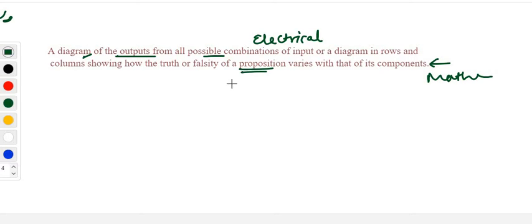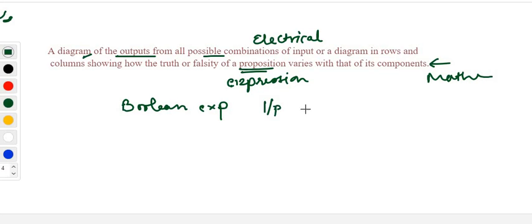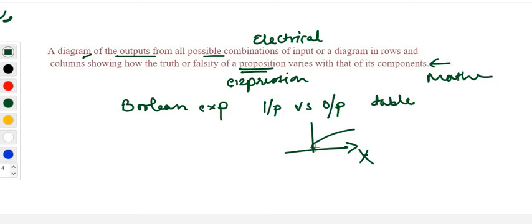So proposition means an expression. Okay, so if there is any Boolean expression and you want to check what the input and output are, then you can draw a table. So like in maths, what do we do? We draw a graph, right? We draw a graph to see the variation of x with respect to y. In the very same way, we can draw a truth table.